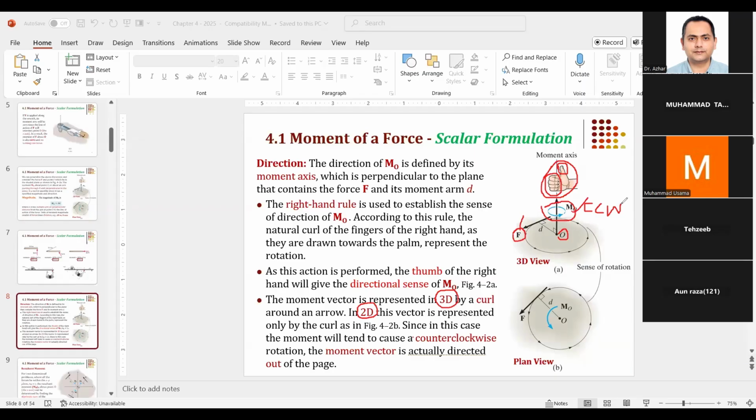Or we can decide a sign convention where you say, okay, we will use clockwise as positive and counterclockwise as negative. If we do that, we don't have to write clockwise or counterclockwise. We simply write the positive or negative sign. So mostly in 3D systems, we use the right hand rule to decide the direction of the moment, and in 2D systems, we will use clockwise and counterclockwise. Okay, moving forward, the next slide.